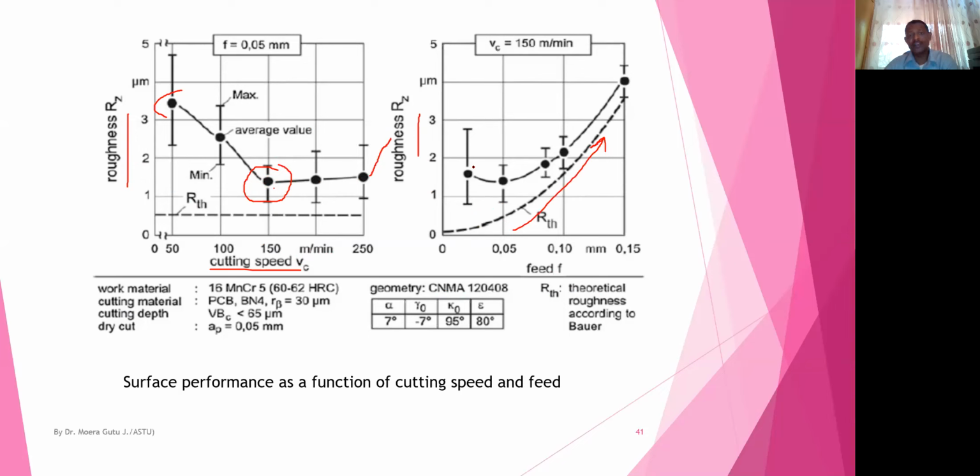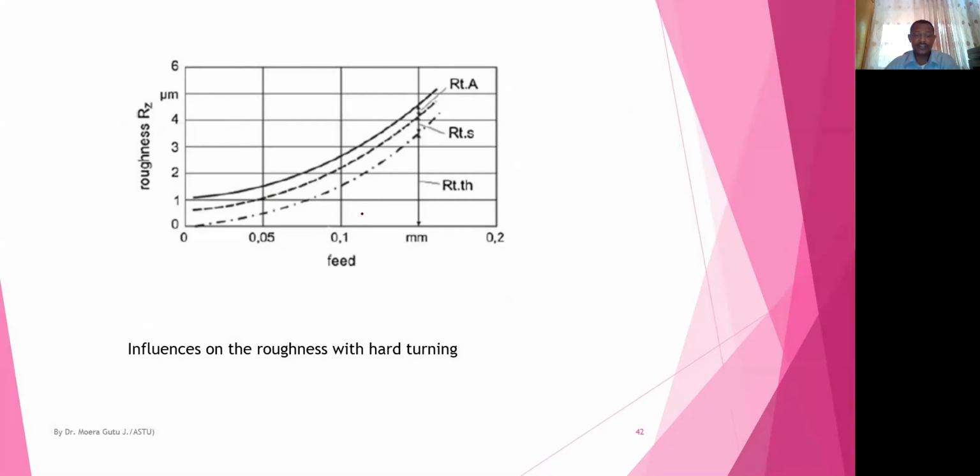But in the beginning also, at the low feed, the surface roughness is high also. So the optimized value is this one. For every material, there is an optimized parameter. By research, you have to find that optimized parameter, which is economical for machining.